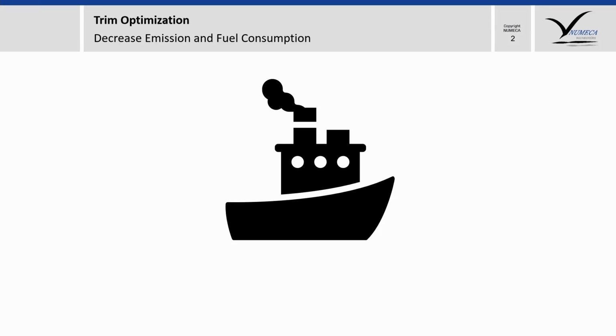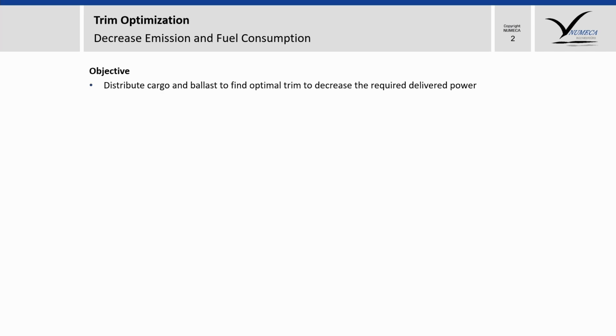One of the simplest and cheapest ways to improve the performance of a vessel is via the so-called trim optimization. The idea is to distribute the cargo and ballast to find an optimal trim to decrease the delivered power. In this kind of analysis, it is also important to indicate the trim values that the captain should avoid.